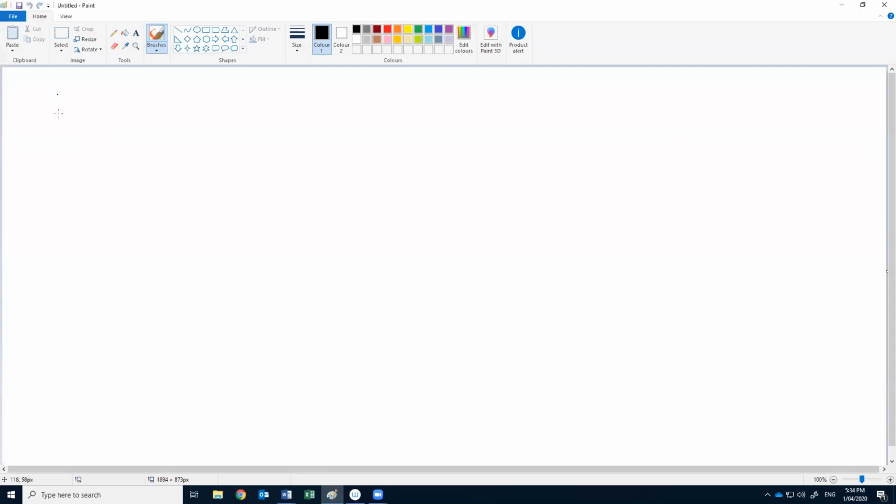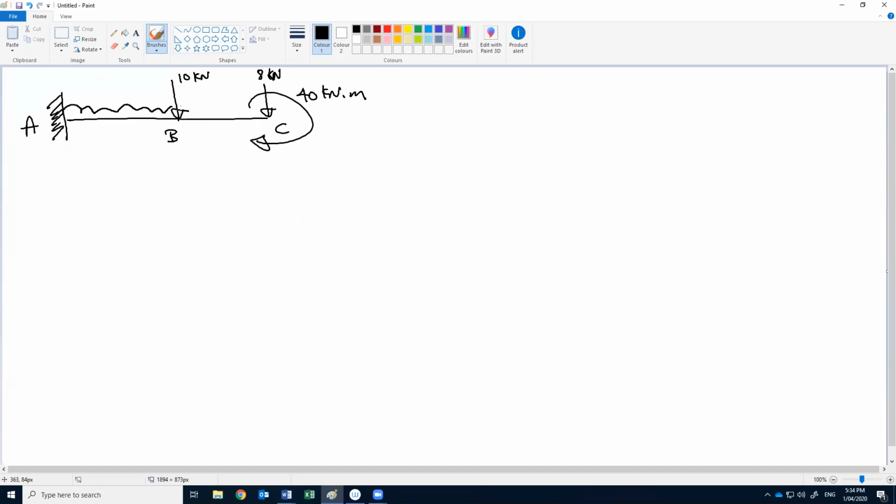Okay, now we have a cantilever beam, with point A, point B, and point C. Here at B we have 10 kilonewton. Here we have 8 kilonewton, and we have a concentrated moment of 40 kilonewton meter. We have here a uniformly distributed load of 2 kilonewton per meter. Okay, and the requirement is to draw the shear force diagram and bending moment diagram.